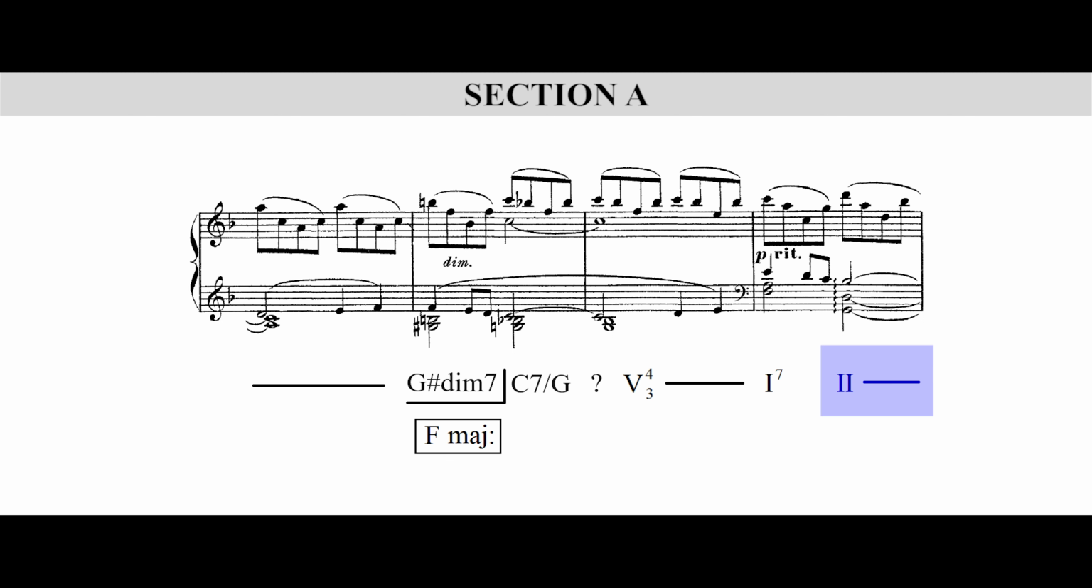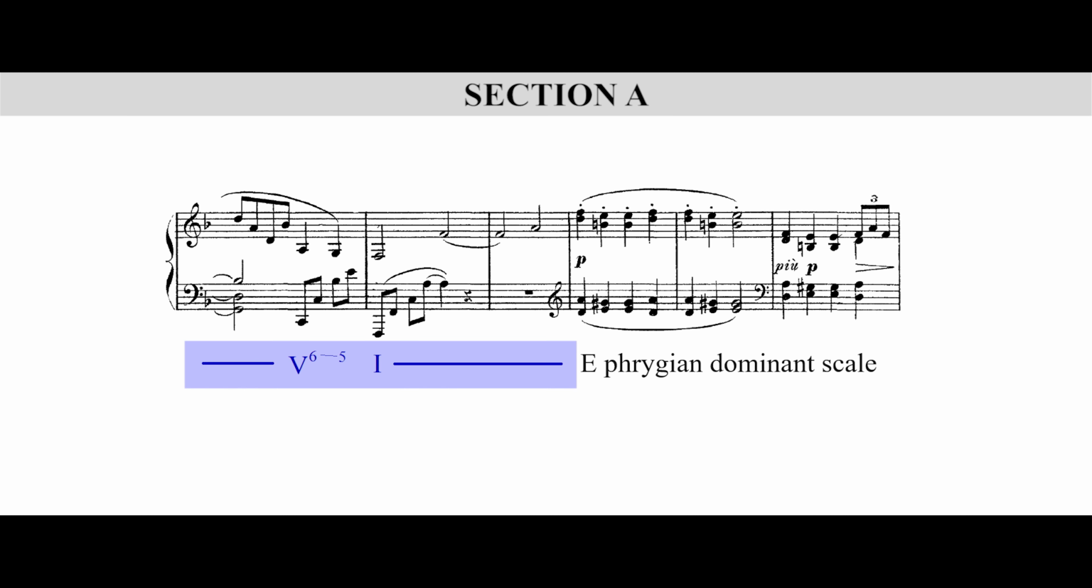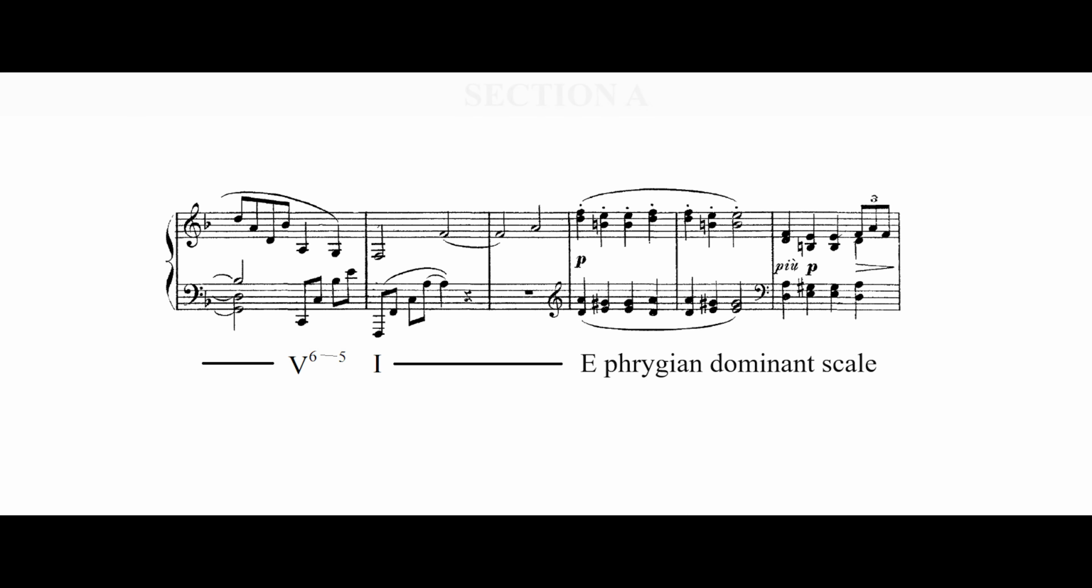Then Debussy starts the cadence with the 2nd scale degree, followed by the dominant to come back to our home key of F major. The first part of the composition has now ended.